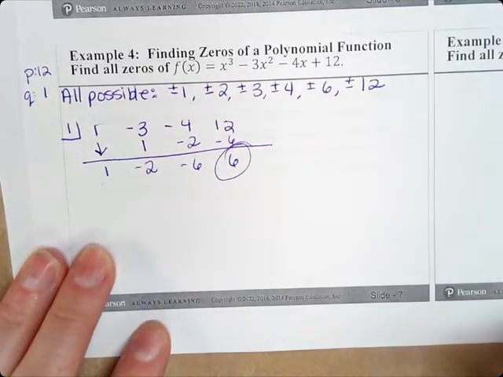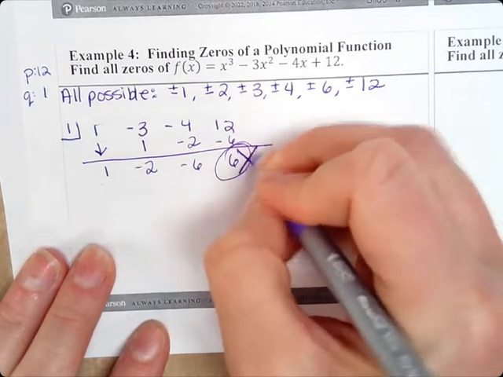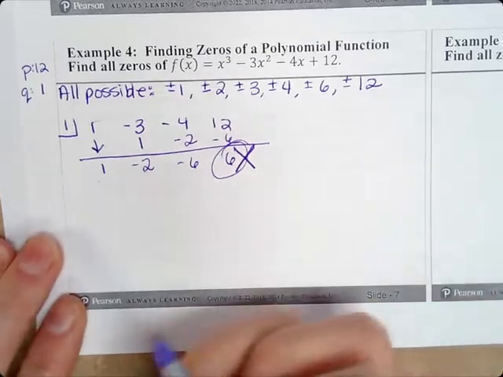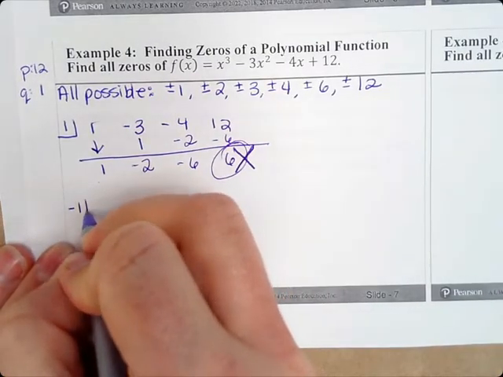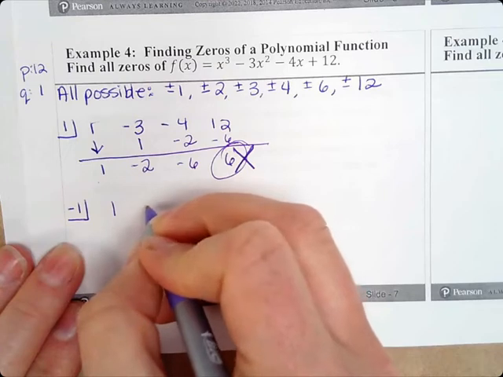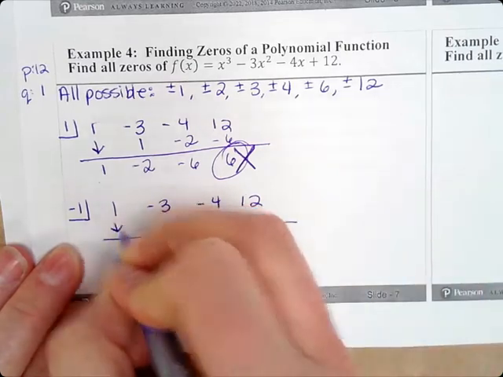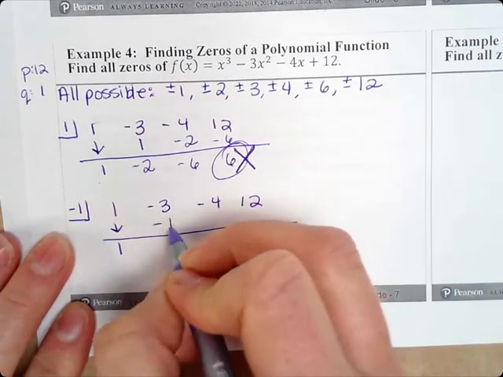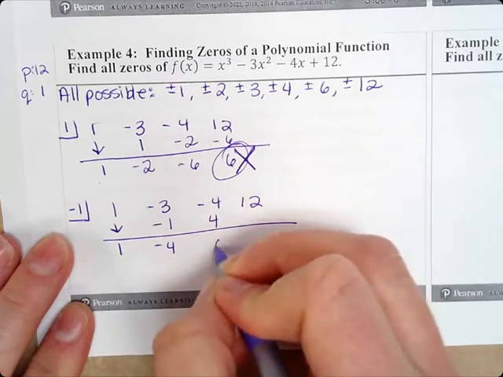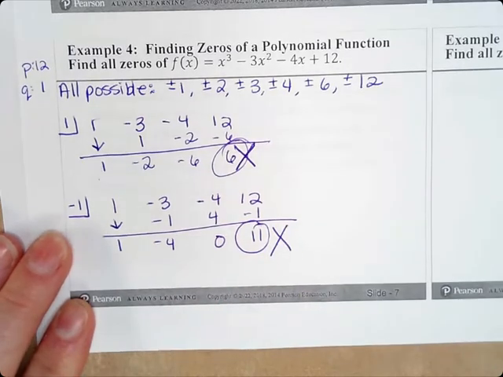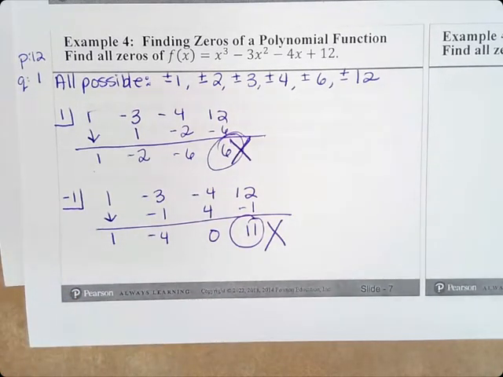So once you get a number that is not 0 at the end, that's your remainder. That one is not. No, you did it right. It just means that it's not a 0. So I know 1 is not a 0. So then I could try -1. So I just did -1 and it didn't work either.